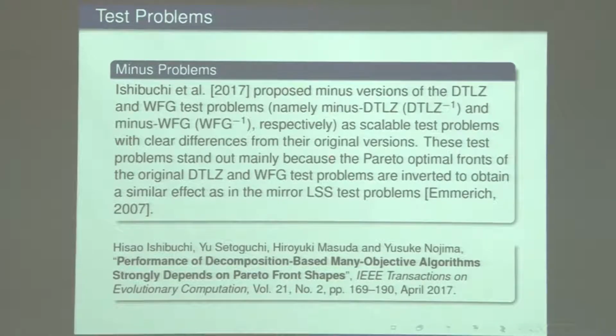So these problems have many of the original properties of these benchmarks, but the reason why he proposed this is because he realized that decomposition methods such as MOEA/D are not able to solve the minus versions of the problems. They can solve the original version, DTLZ, WFG, but if you get the minus version, the technique they use to generate the weights doesn't work properly. And then the algorithm produces an approximation, but it's very bad.